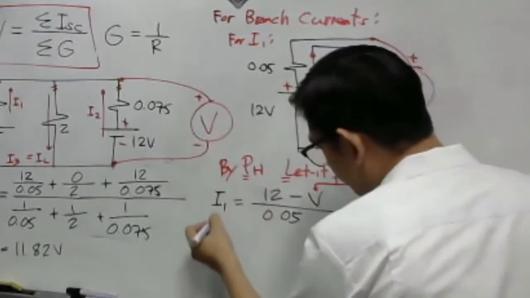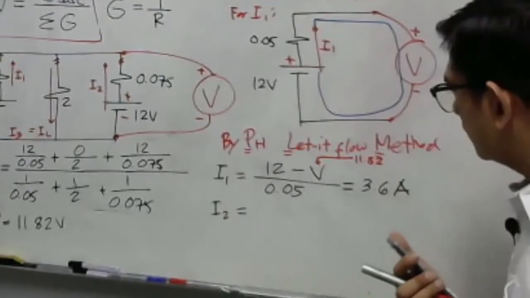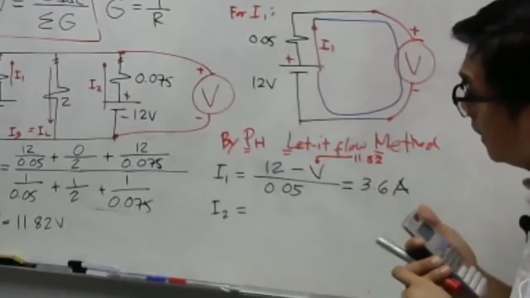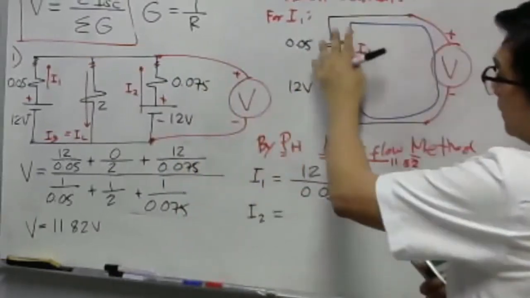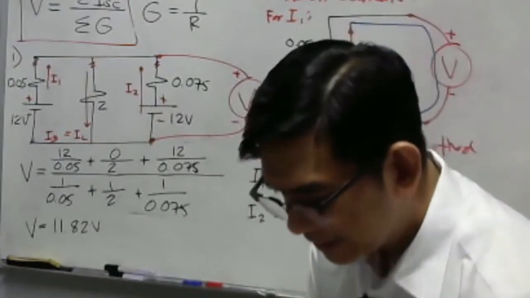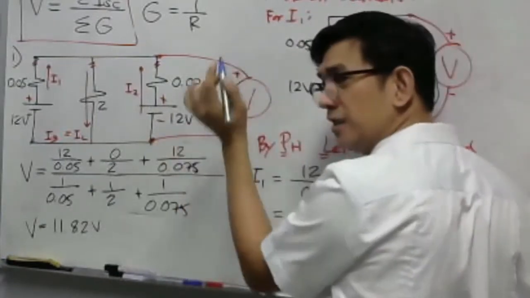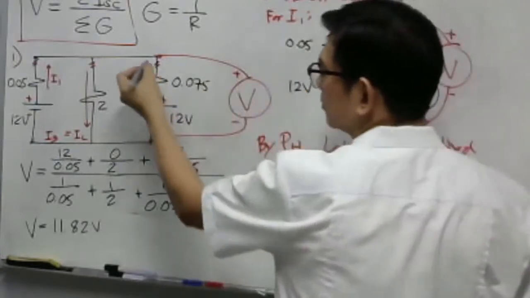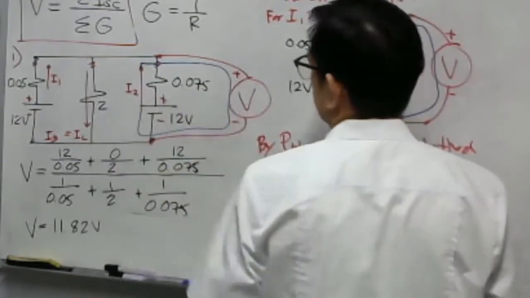Then what about now for our I sub 2? For our I sub 2, take a look here. No need to draw this kind of circuit. It's very obvious here that we can apply the power-house-let-it-flow method. Let us consider one complete loop. One complete loop is this loop.